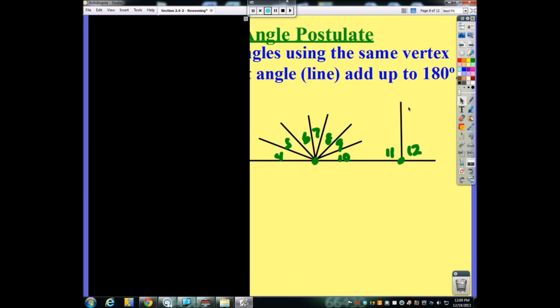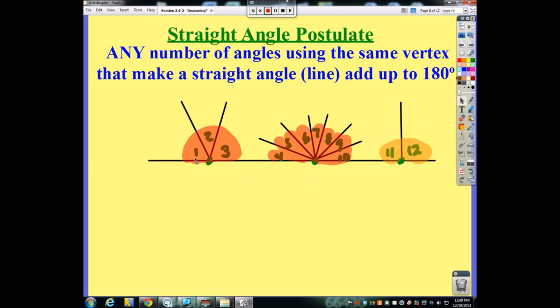Likewise, if we just looked at that part right there, then angles 4, 5, 6, 7, 8, 9, and 10 all add up to be 180 because they use the same vertex. And angles 11 and 12 add up to be 180. But some people might look at this and go, well, angles 1 through 12 all have to equal 180 because they're all on the same line. Well, but they all use different vertices. So that's the main difference. Each of these three sets is 180 degrees by themselves, not all together.